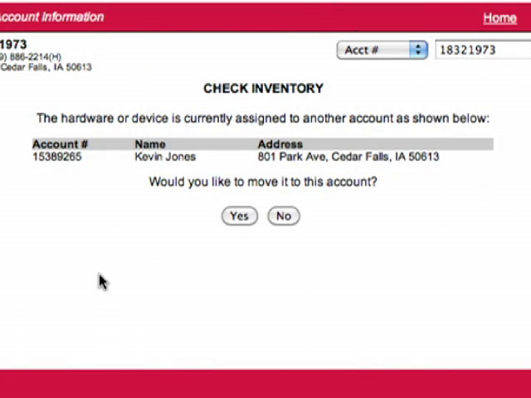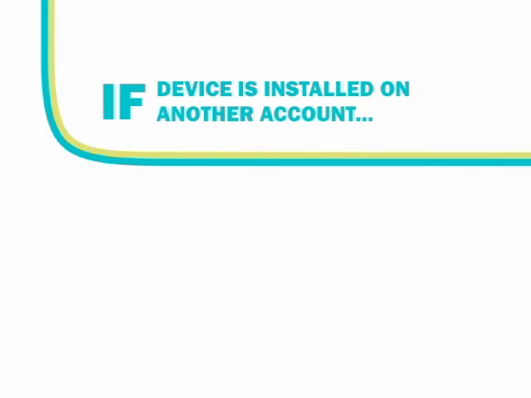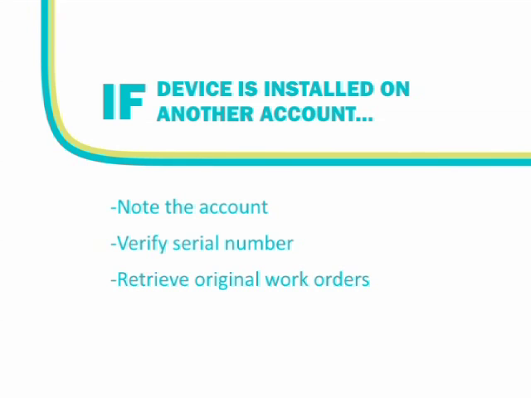If the device is in inventory but is installed on another customer account, the Yukon system will ask if you want to move the serial number from the existing account to the current account. Unless you are specifically editing incorrect information, you should select No. It is very important that serial numbers be associated with the correct account. Note the account that has the installed inventory. Verify that you have entered the serial number correctly and retrieve the original work orders for both accounts to verify correct serial numbers.